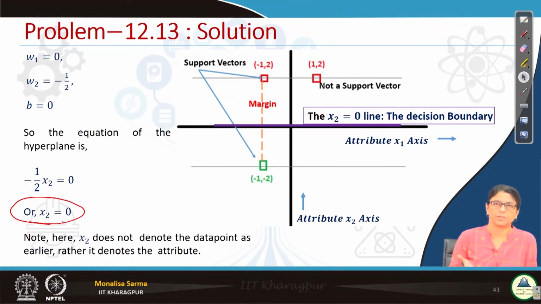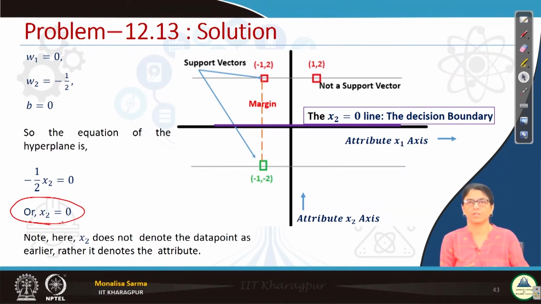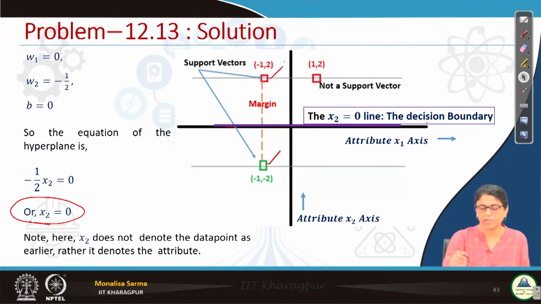A very trivial example, just to practice whatever you have just learned. Very simple example. Now here, x2 equals 0 means this is my hyperplane, and this point and this point I got as support vectors.